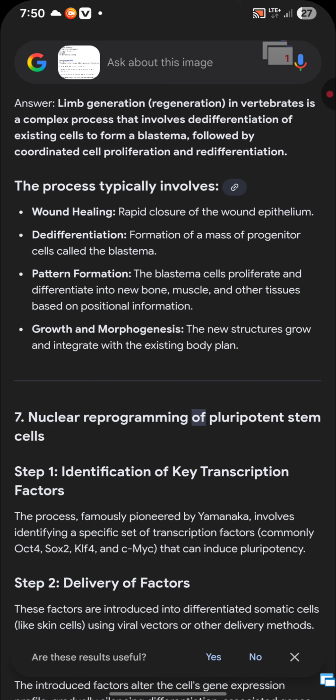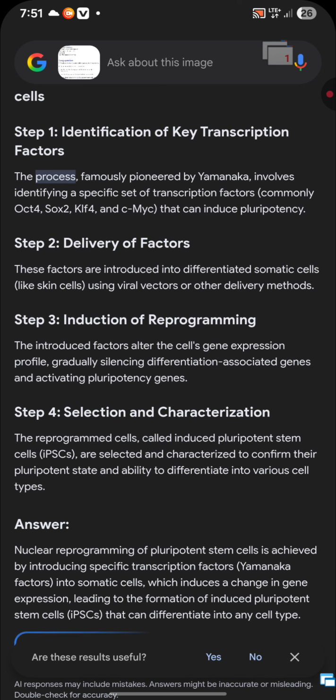7. Nuclear reprogramming of pluripotent stem cells. Step 1. Identification of key transcription factors. The process, famously pioneered by Yamanaka, involves identifying a specific set of transcription factors, commonly OCT4, SOX2, KLF4, and c-MYC, that can induce pluripotency. Step 2. Delivery of factors. These factors are introduced into differentiated somatic cells, like skin cells, using viral vectors or other delivery methods. Step 3. Induction of reprogramming.